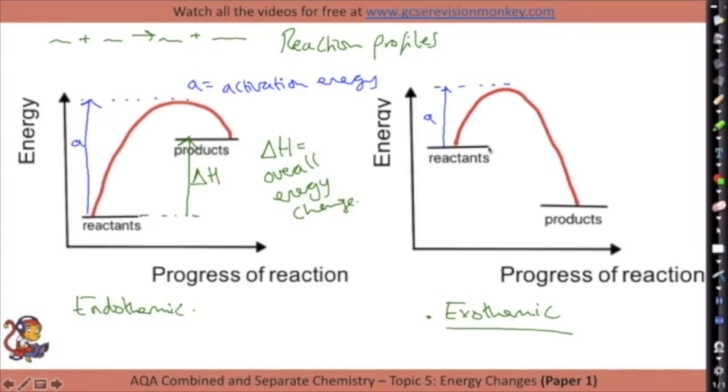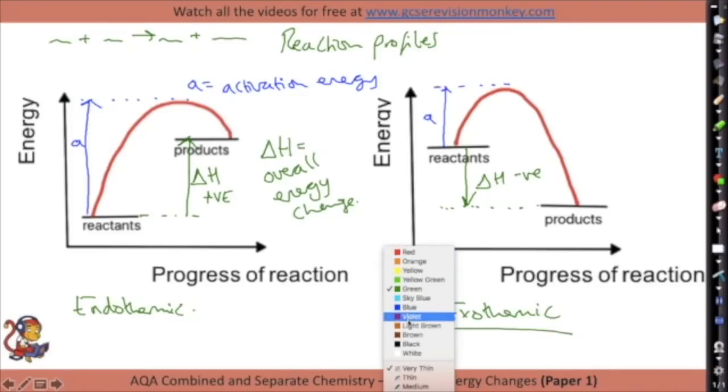And in this case here, you need to make it as exact as you can. This is the overall energy change, and the energy is going down. So in this case, the delta H is negative, and in this case, the delta H, or the change in energy, is positive.